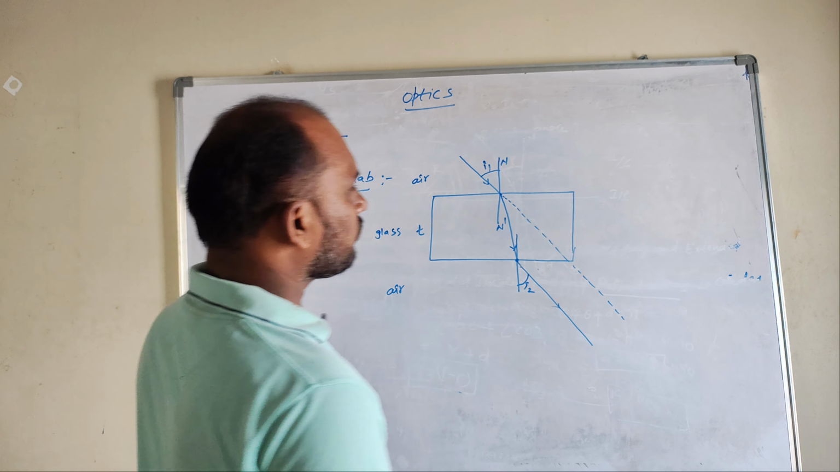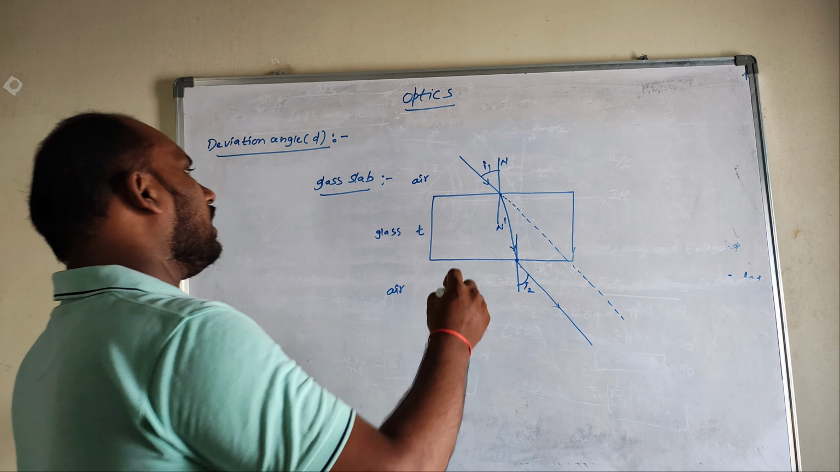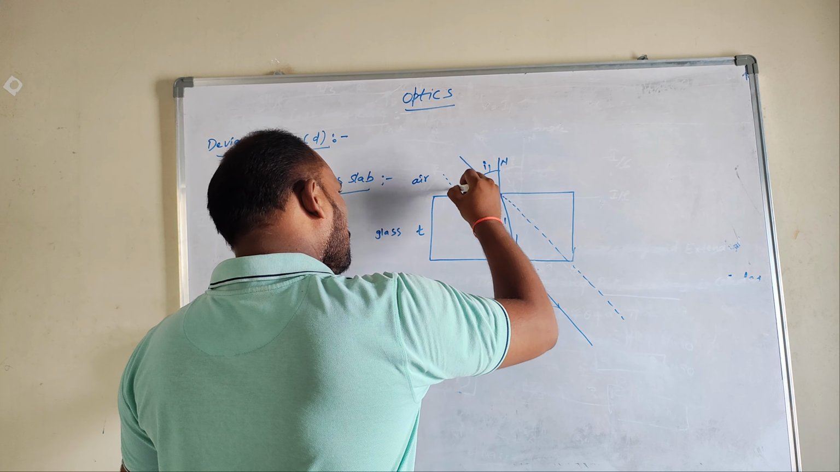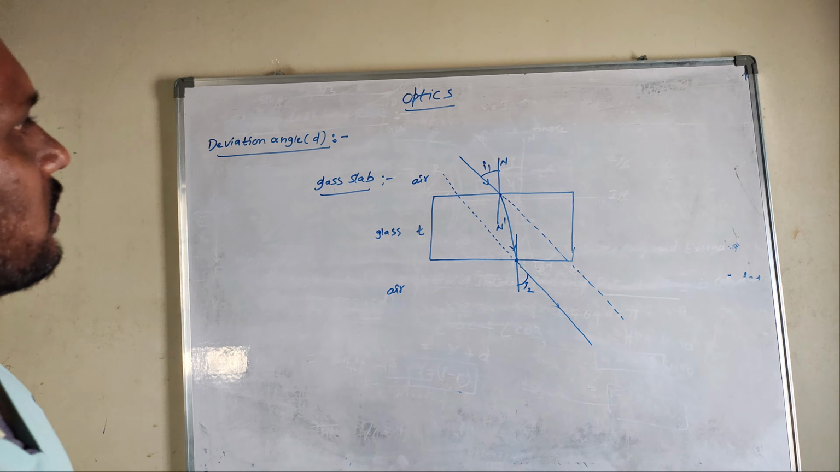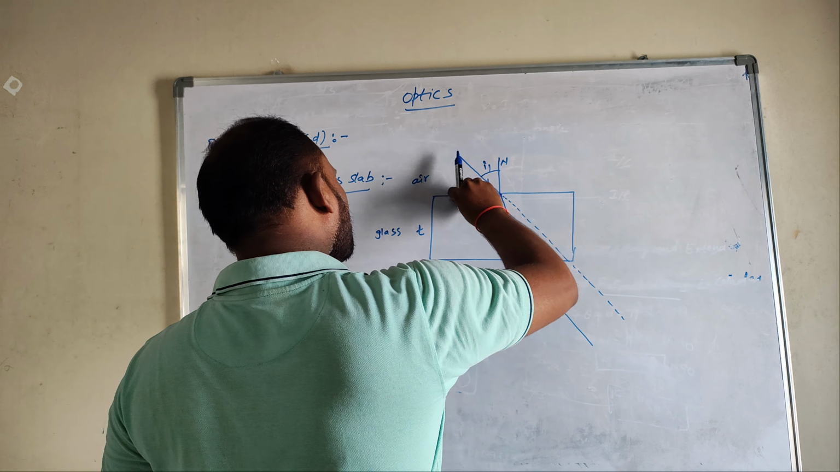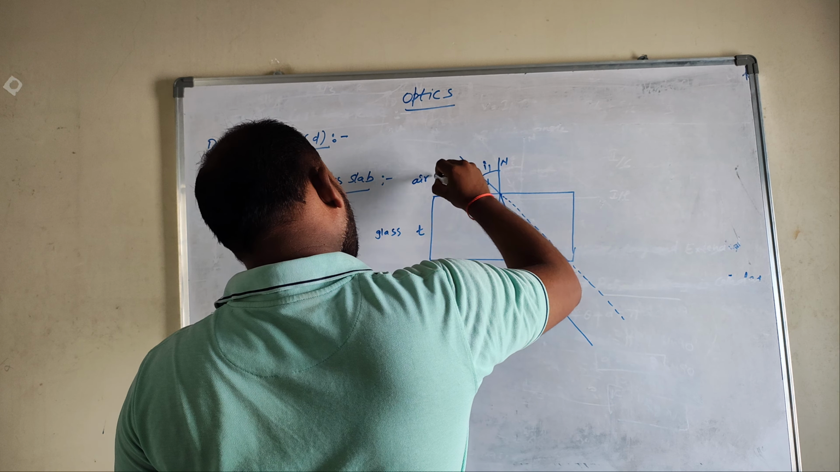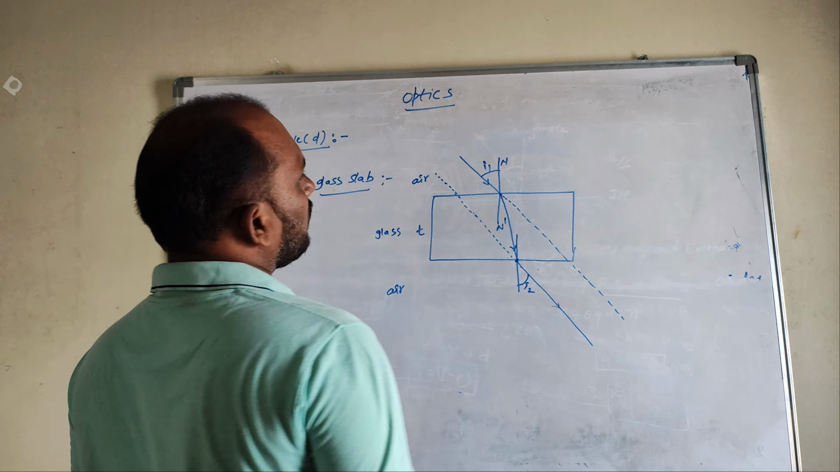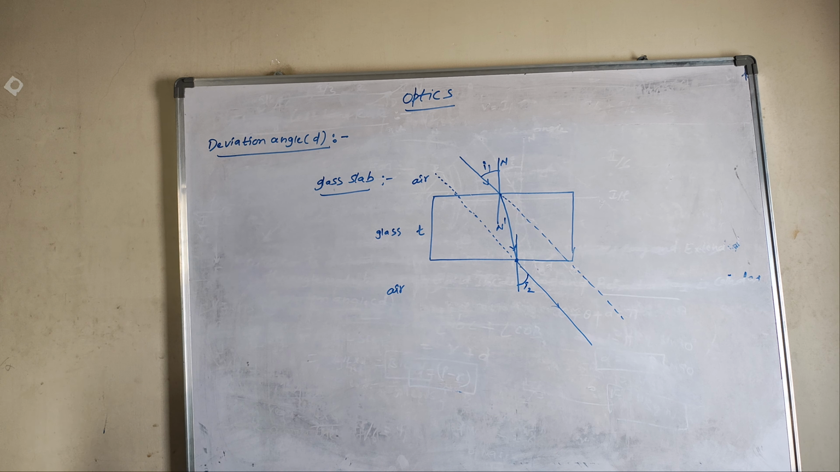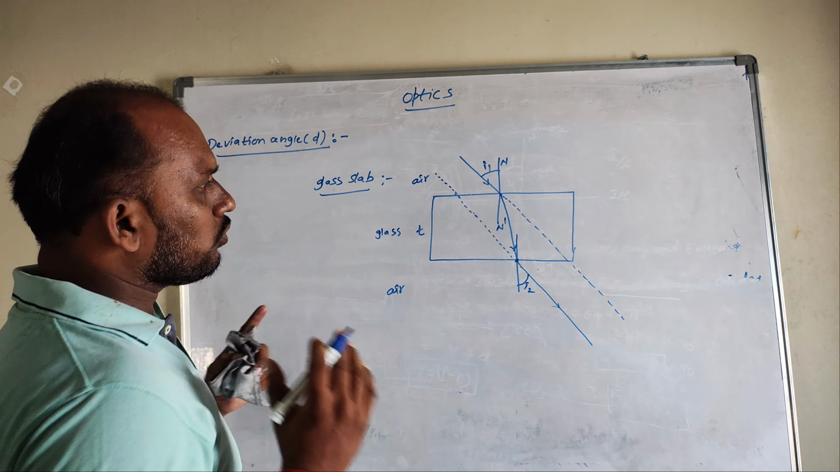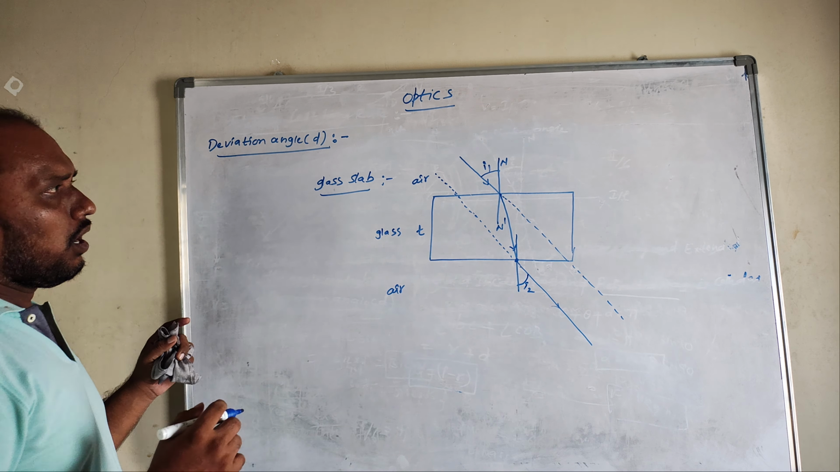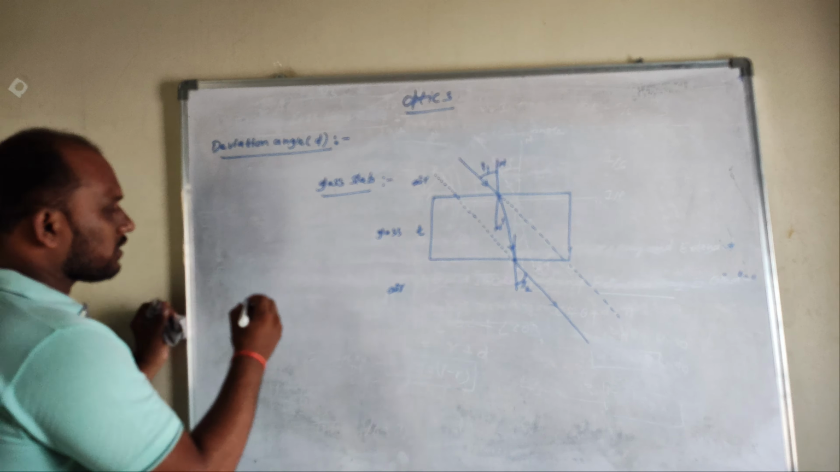This angle is I2. So now once again I have to extend this emergent ray. I have to extend it. So observe here, guys, the angle made between. Now how do we find out the angle of deviation for a glass slab?